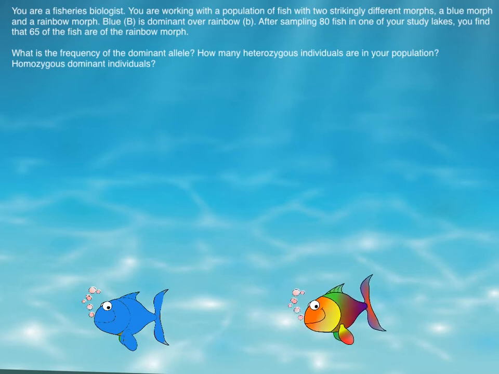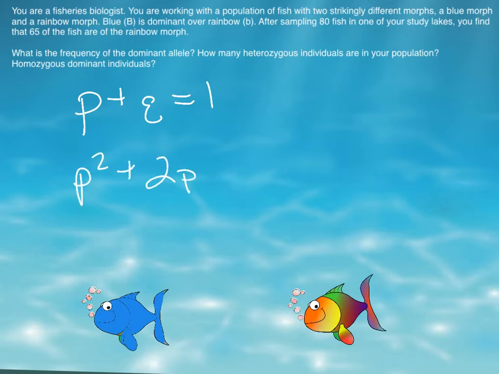So first things first, we have to think about those two equations that are associated with the Hardy-Weinberg equilibrium model. You can pause the video now and think about what those are, write them down, and think about what each means. But the first equation, that simple one, p + q = 1. And then that big mouthful of an equation, p² + 2pq + q² = 1. So we got our two equations here.